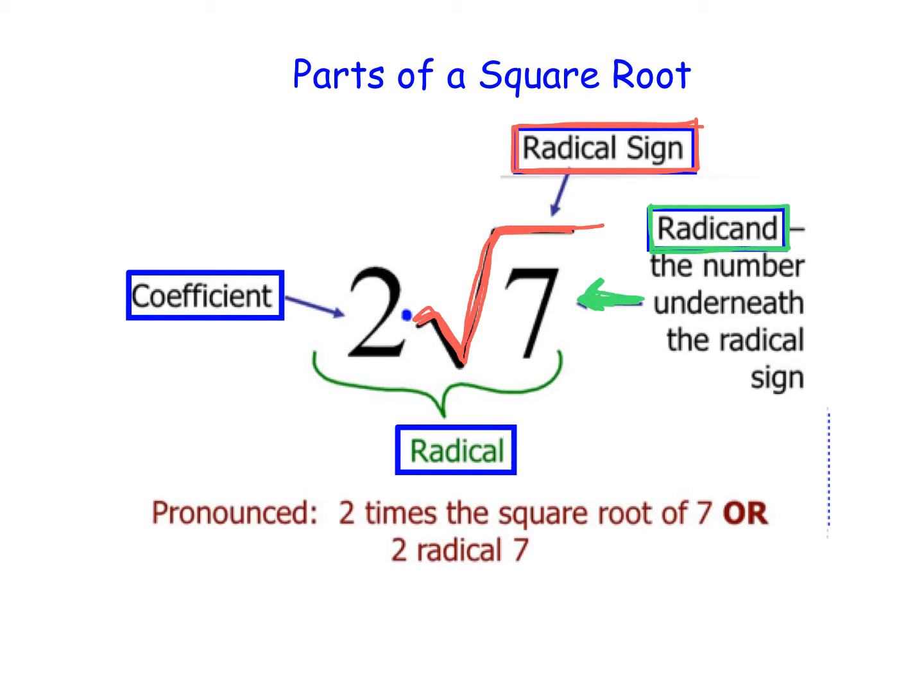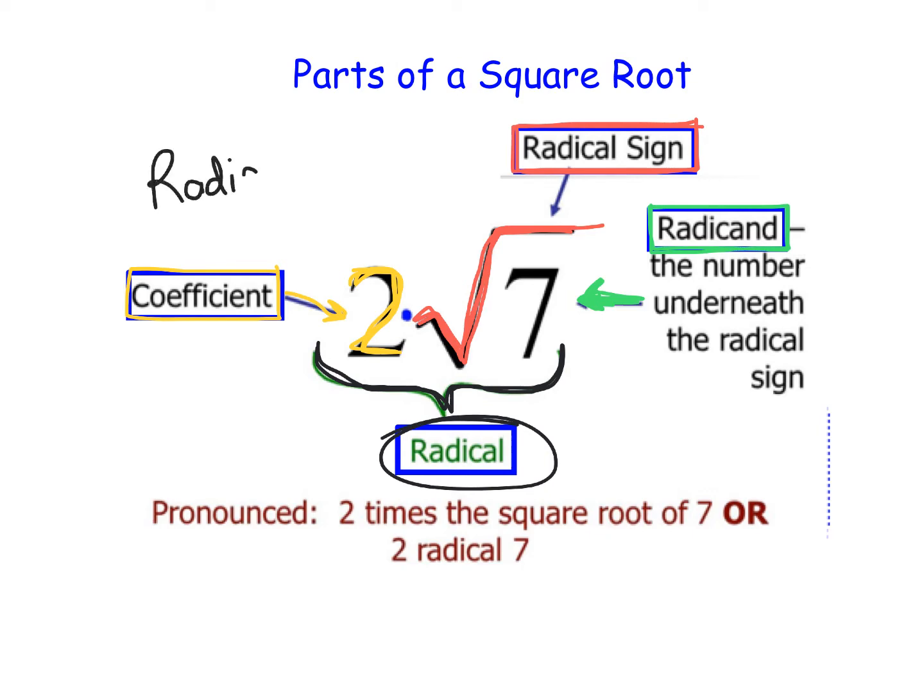Then from there, we have what's called the coefficient, and we've talked about coefficients before. Coefficients are typically referred to as the number in front of a variable value, but here our coefficient is also referred to as the number in front of a square root. And then this entire thing together, the coefficient with the radical sign plus the radicand underneath the radical sign, is called a radical. You'll notice that this word radical appears multiple times, and you should hopefully be noticing that radical is talking about anything related to square roots.